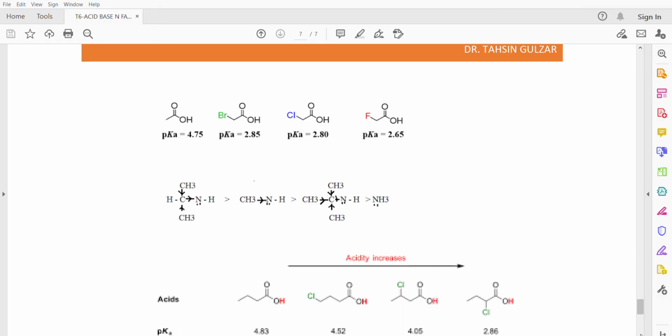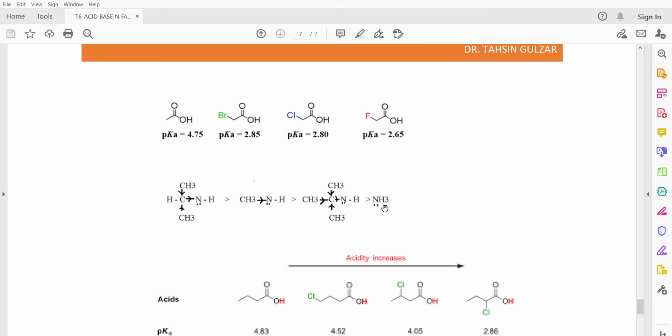Then I am giving another example: fluoroacetic acid, chloroacetic acid, bromoacetic acid, and acetic acid. Acetic acid is not as strong as bromoacetic acid, and bromoacetic acid is not as acidic as chloroacetic acid, and the most acidic is fluoroacetic acid. It is the same, due to electronegativity.